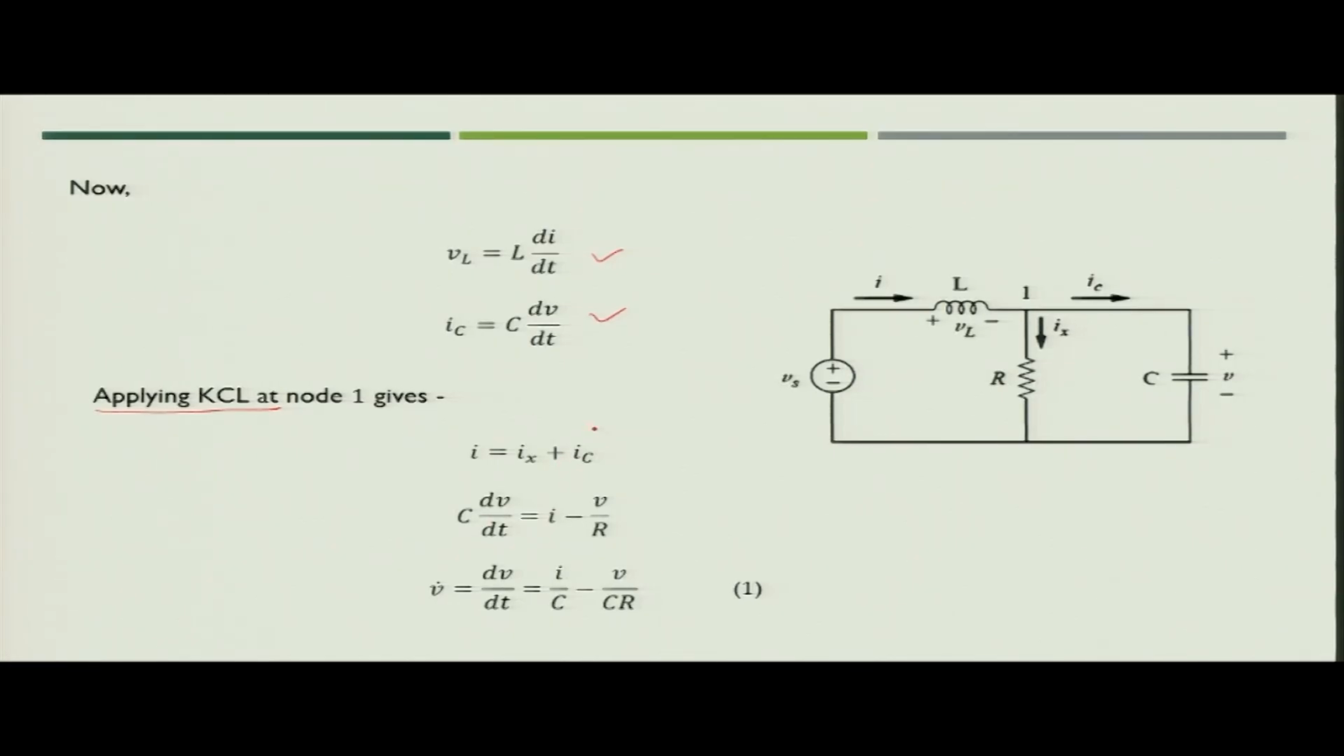We are rearranging this equation. We are taking Ic, that is C dV by dt, on the left. What we get on the right is I minus Ix, which is I minus V by R. If you divide by C, you will get dV by dt is equal to I by C minus V by CR. What is dV by dt? dV by dt is nothing but V dot. So, this is the first equation we have got while applying KCL at node 1.